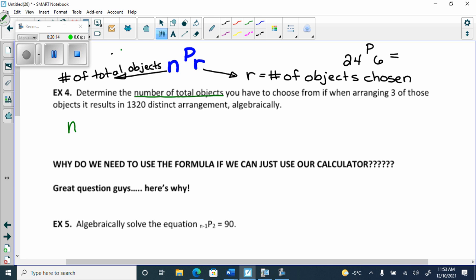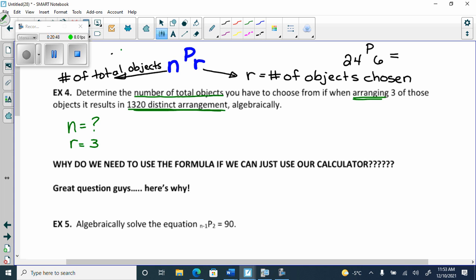It says the number of total objects you have to choose from when arranging. If you're arranging something, you're putting it in a specific order. You're giving it order. So if the word arrangement is anywhere in the question, it's a permutation. It's a dead giveaway. Okay? So we're arranging 3 of those objects. We're arranging 3 objects out of the total number of objects. What did I give you? Which letter? R.